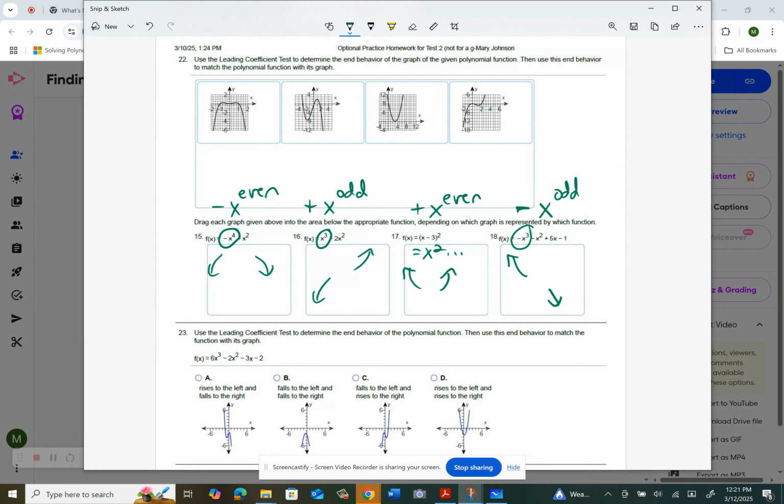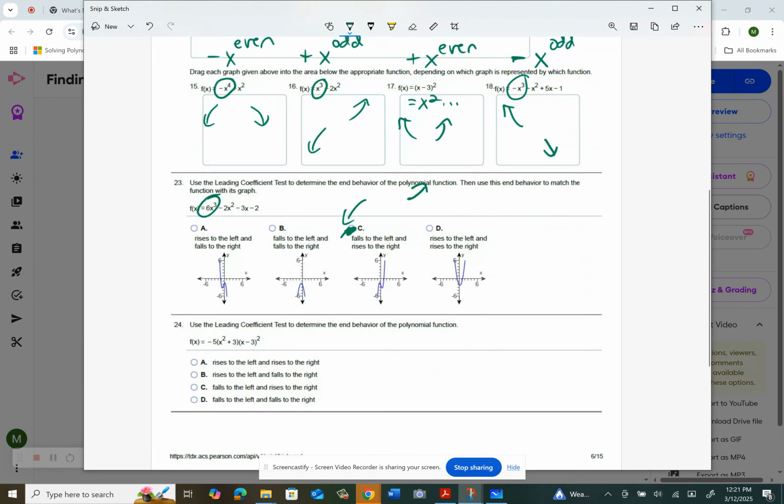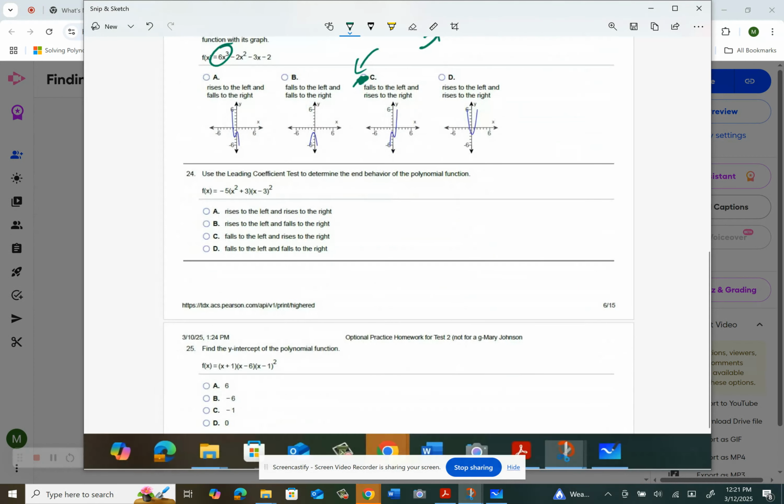Then you'll have some additional little questions. So 6x to the third should open like this. It should fall to the left and rise to the right. It should have basically a positive slope and open in opposite directions, so you know it should be C.